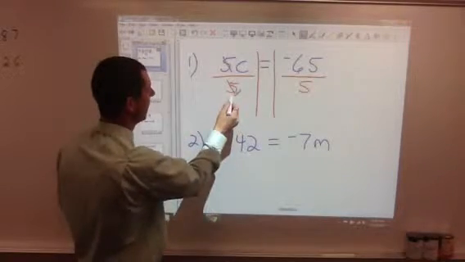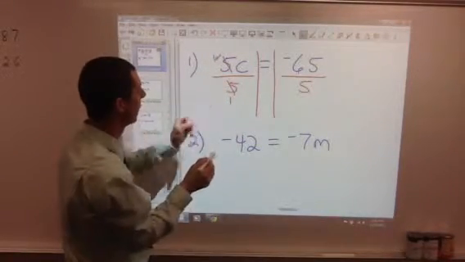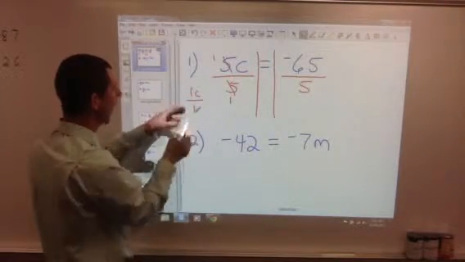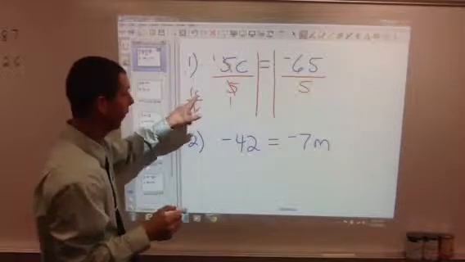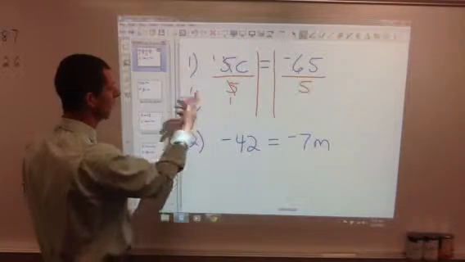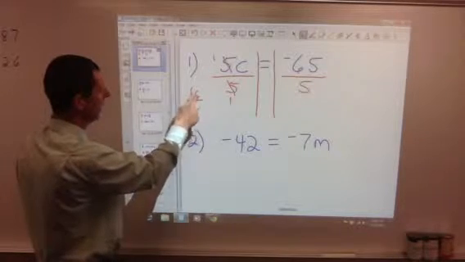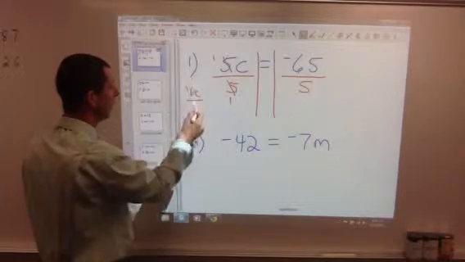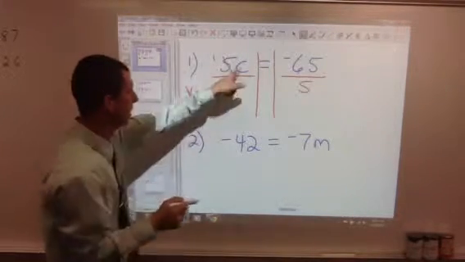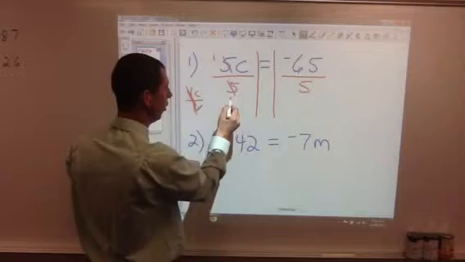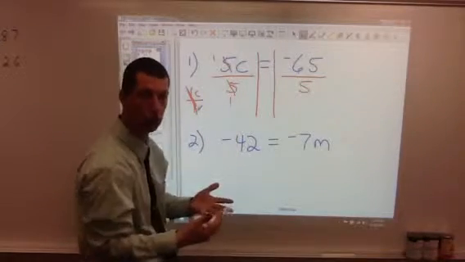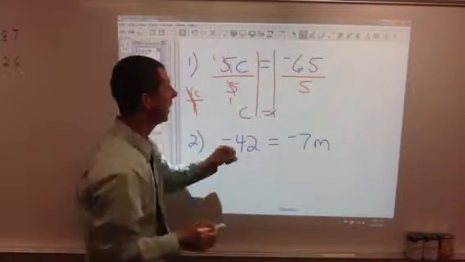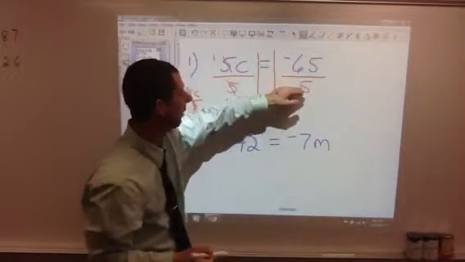And if you think of it, this ends up being like a 1 and 1, so you end up getting 1C over 1. Well, that is whatever C is. For example, let's say that C was 10 here: 10 times 1 is 10, 10 divided by 1 is 10. So those 1's can be totally eliminated, and it's just C that would be left here. So we don't need to put those 1's in there, we can just cross those 5's out, and C is the only thing left. So C equals negative 65 divided by 5.